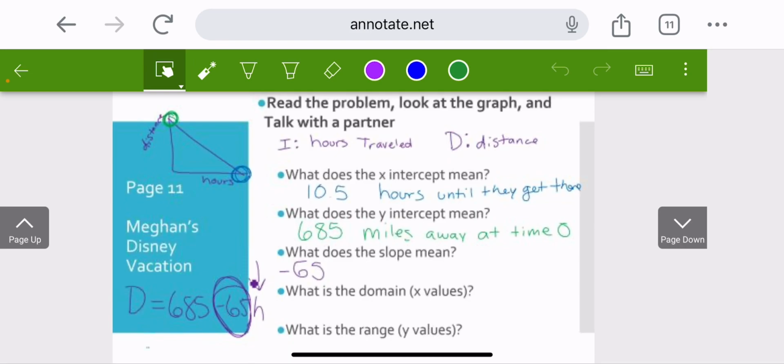And what does that 65 mean? It subtracts every time. Absolutely right. How about with our labels? Travel per hour. How much distance, our y's, per hour? Miles per hour. It's their speed. All of those words would work for me.